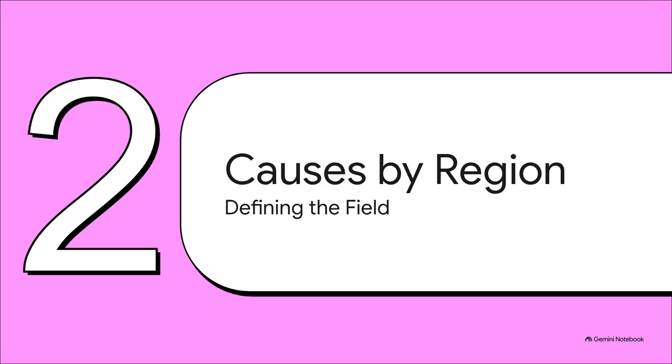Section 2, Causes by GI region. We're going to walk through 3 regions: the esophagus, the stomach, and the intestines, because each has a totally different balance of infective and non-infective disease.